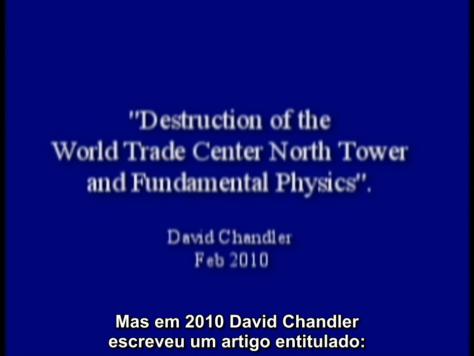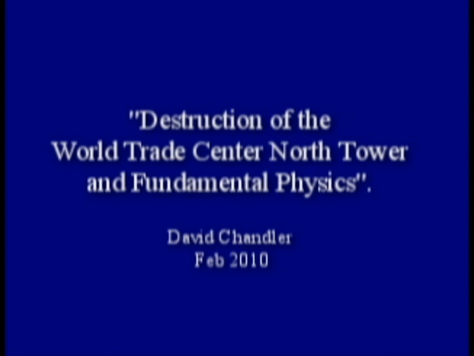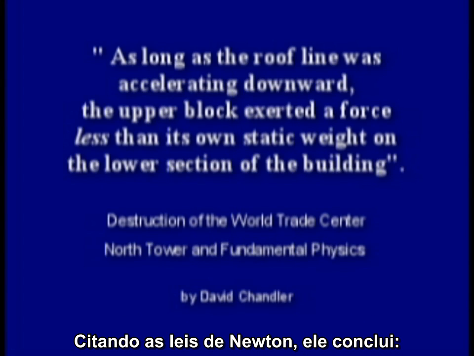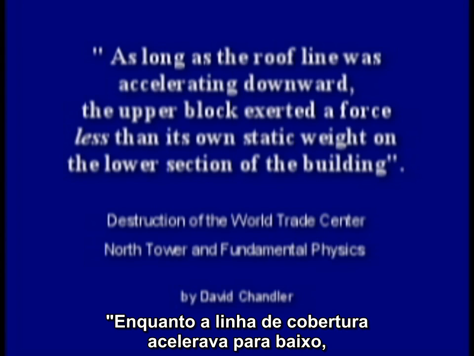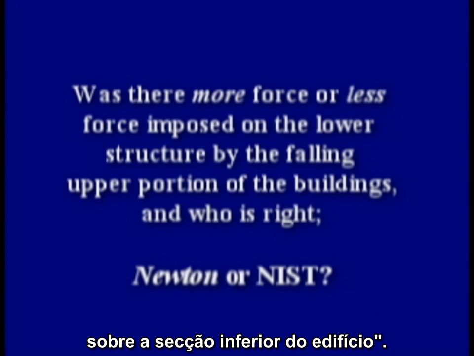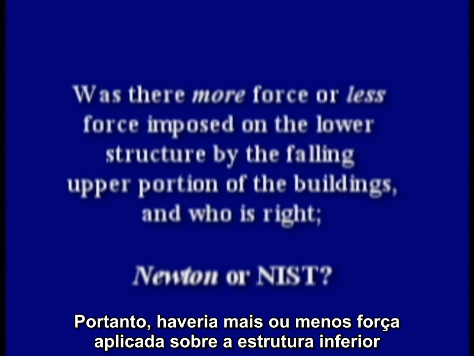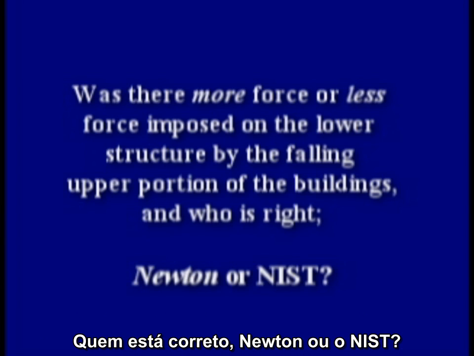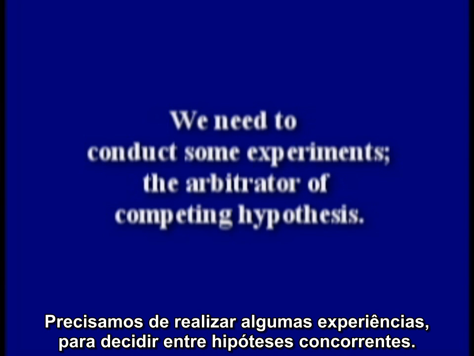But in 2010, David Chandler wrote a paper called Destruction of the World Trade Center North Tower and Fundamental Physics. Citing Newton's laws, he concluded, as long as the roofline was accelerating downward, the upper block exerted a force less than its own static weight on the lower section of the building. So was there more force or less force imposed on the lower structure by the falling upper portion of the buildings? And who is right, Newton or NIST? We need to conduct some experiments, the arbitrator of competing hypotheses.